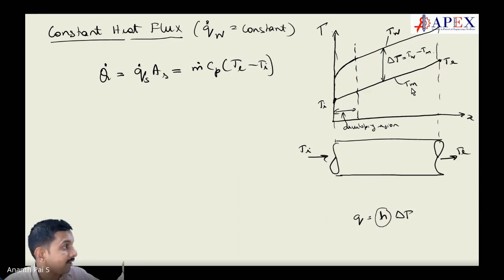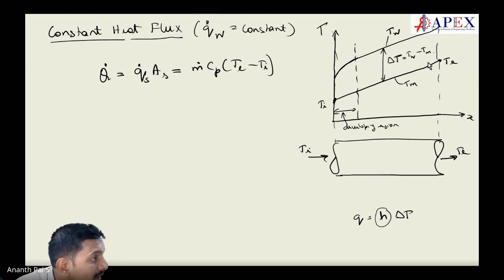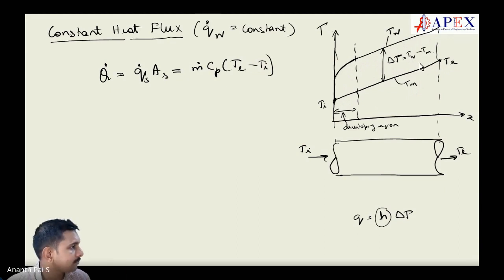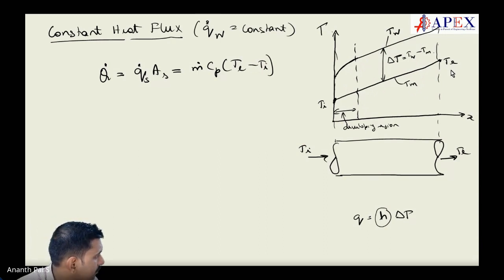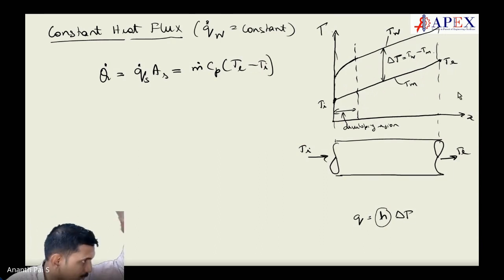Now, we are saying if we have to keep a constant heat flux, then we have to change the wall temperature according to the changes in the mean temperature. This is a cold fluid which is heated up. You have to think in both ways.